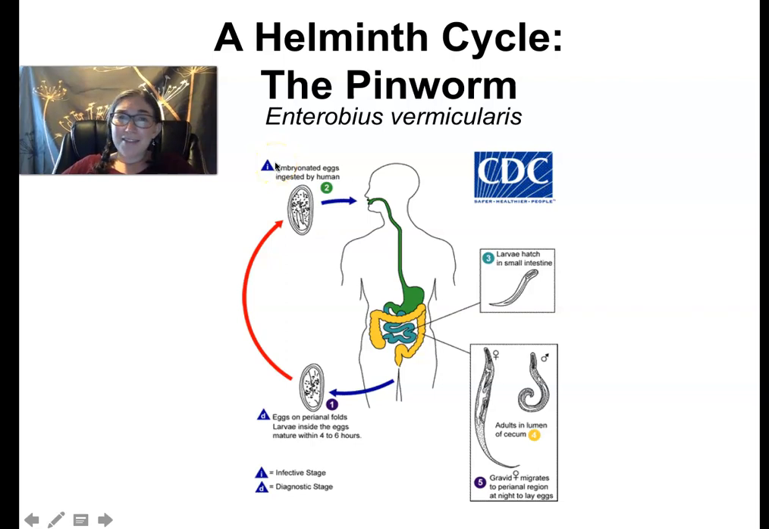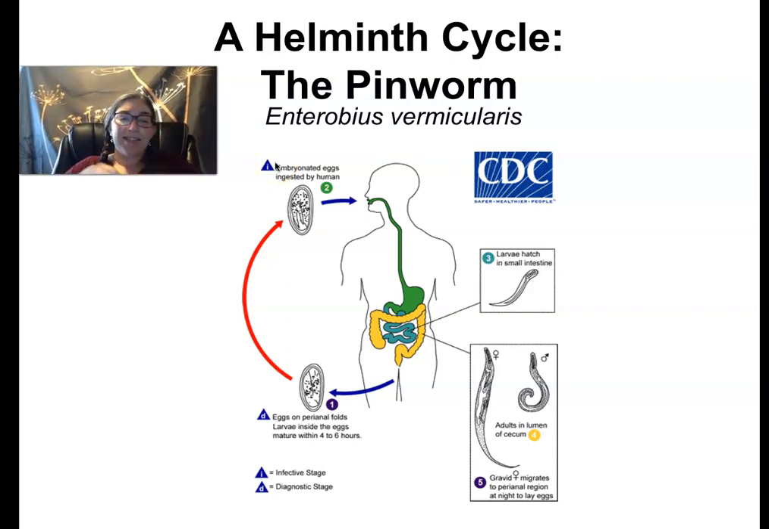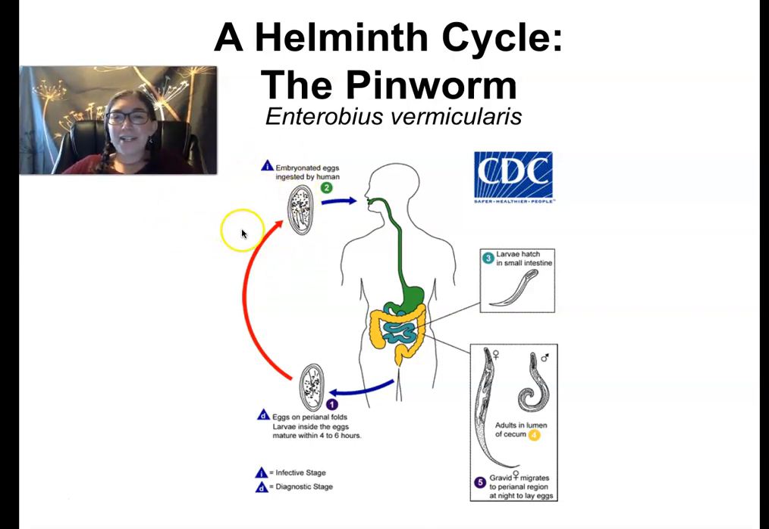So pinworm, you may have had this infection as an adult, or more likely as a kid, or you may have had kids that had this infection. Pinworms are pretty common in the environment. The eggs are in soil, in sandboxes, and little kids play outside and they don't wash their hands, and they put their hands in their mouth, and they eat dirt, whatever. And so they can end up ingesting these eggs, which hatch in their intestines into larvae, which then mature into adult worms.